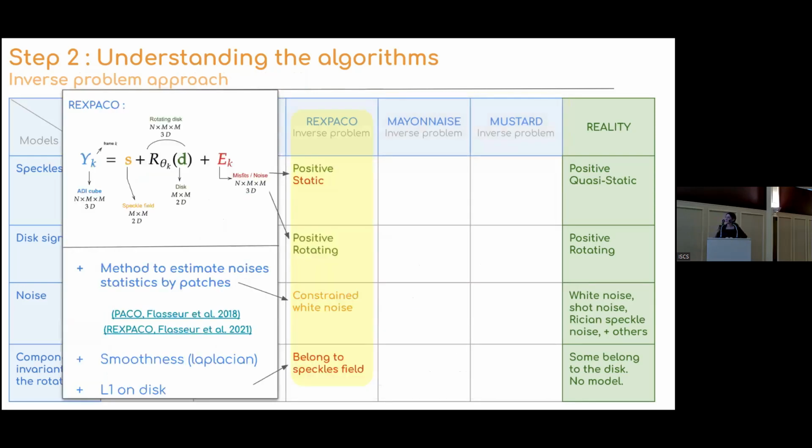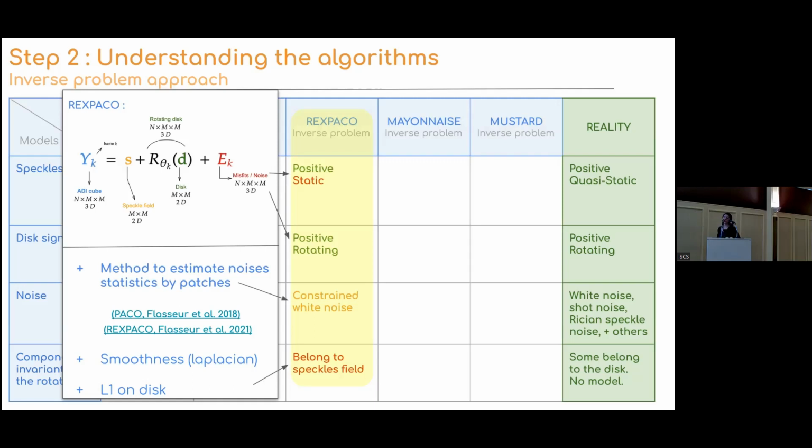Okay, so we'll start with the first inverse problem approach, REXPACO. Basically, they model the speckle field as static for the frame. The particularity of this approach is that they learn the noise statistics from a patch on the edge of the image where there is no signal of interest, and they apply it where there is signal. If you're interested, there are references.